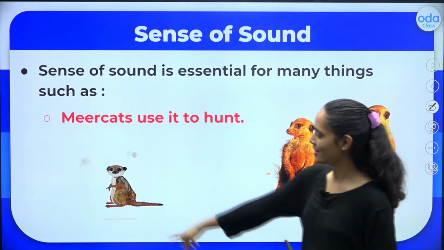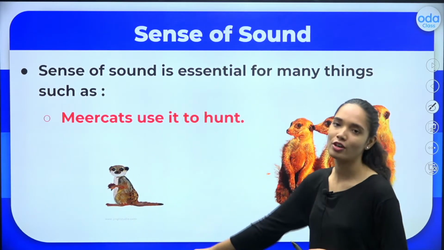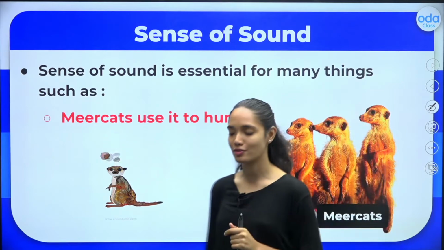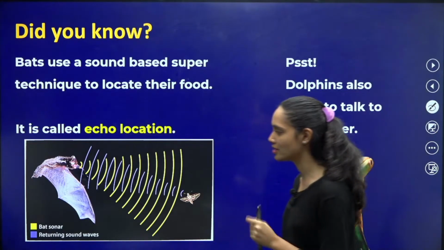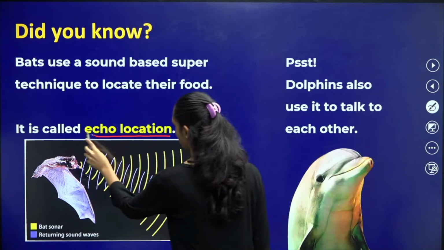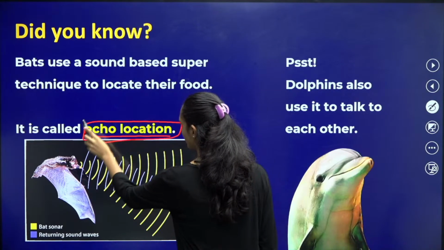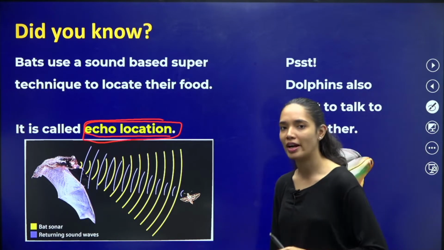So can you see this, students? It's basically meerkats, and these meerkats, they use it for hunting. Yes, they use the sense of sound for hunting. And students, now I have this term here right now on the screen. So that term is echolocation. Very, very important, students, very, very important. So this is an amazing technique that you will find in animals.